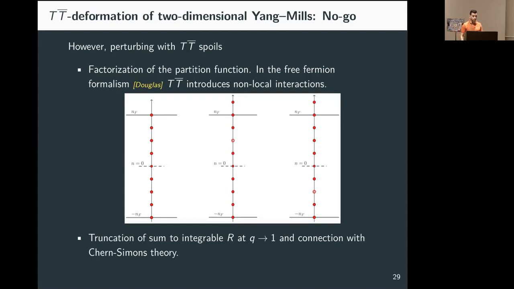Another property that is lost is the connection of q-Yang-Mills with Chern-Simons theories. So for q going to 1, or more generally q going to a root of unity, q-Yang-Mills converges to Chern-Simons theory on the lens space L(p,1), where p is the same integer as before. However, as soon as we turn on TT-bar, we lose this connection both with Chern-Simons or any sort of deformation of it.